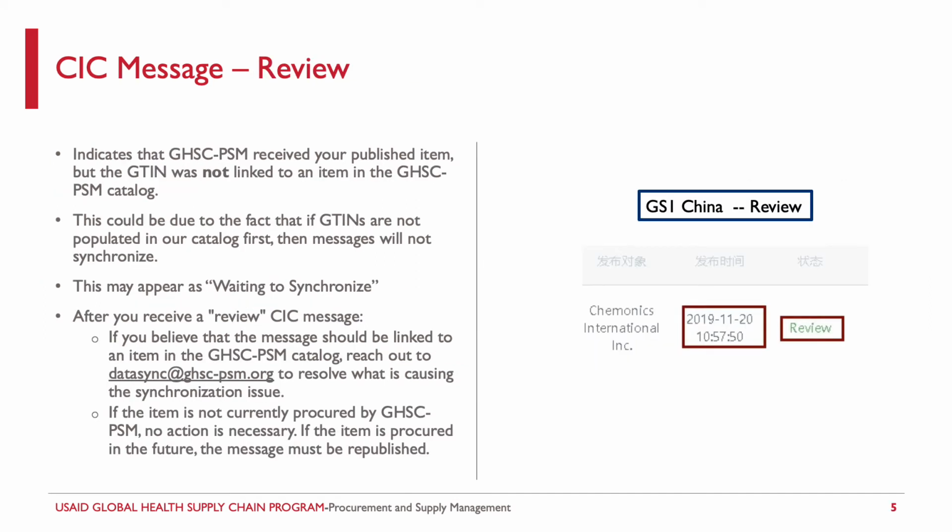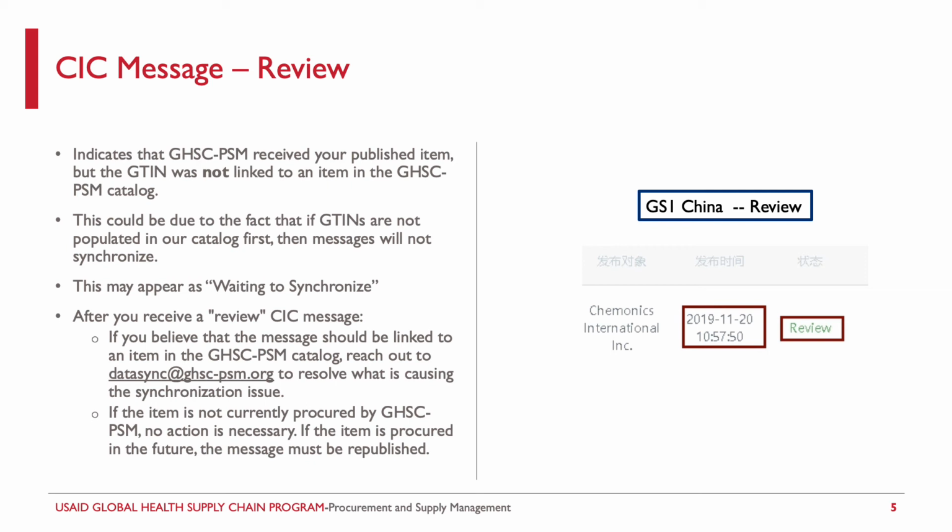The review CIC message is the second CIC that GHSC-PSM sends to suppliers as feedback. An example of how a review CIC message might appear in your GDSN portal is pictured on the right. Depending on the data pool provider that you work with, the status of this message may appear as waiting to synchronize. The review CIC message indicates that GHSC-PSM received your published item, but the GTIN was not linked to an item in the GHSC-PSM catalog.